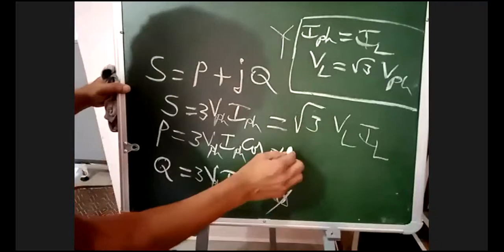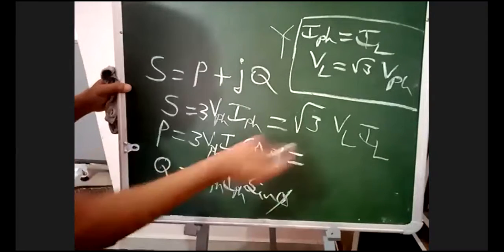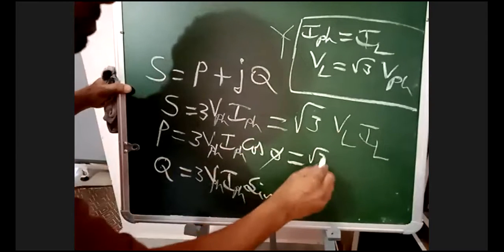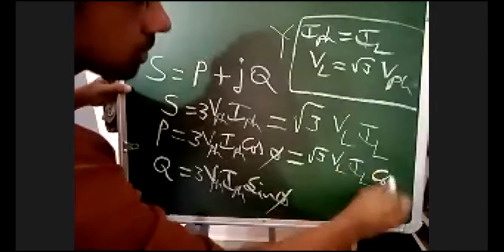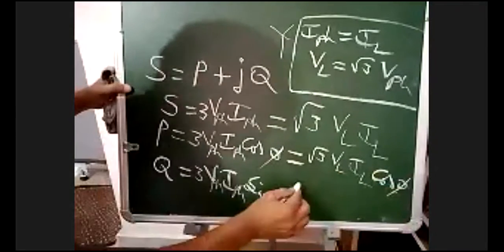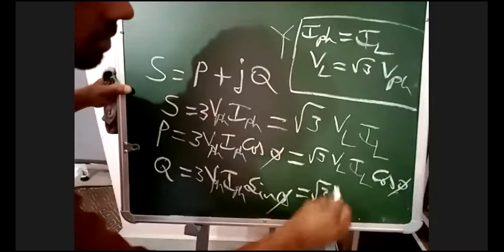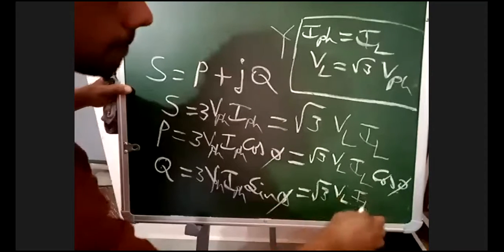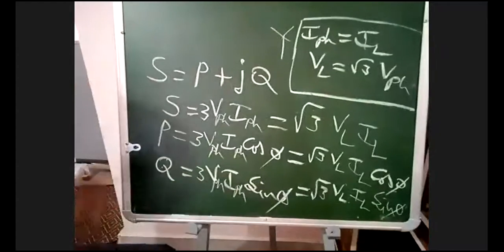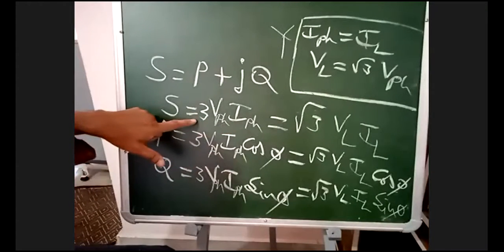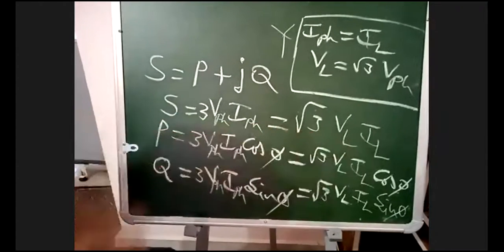Root 3 VL IL. Now tell me what is the formula for P in terms of VL and IL? Root 3 VL IL cos phi. And Q will be root 3 VL IL sin phi. Please remember these formulas. If you take V phase I phase, you have to take 3. If you take VL IL, you have to take root 3.